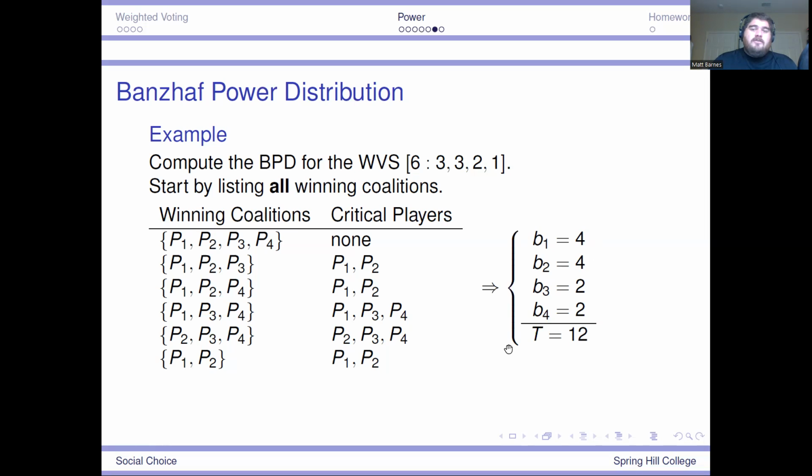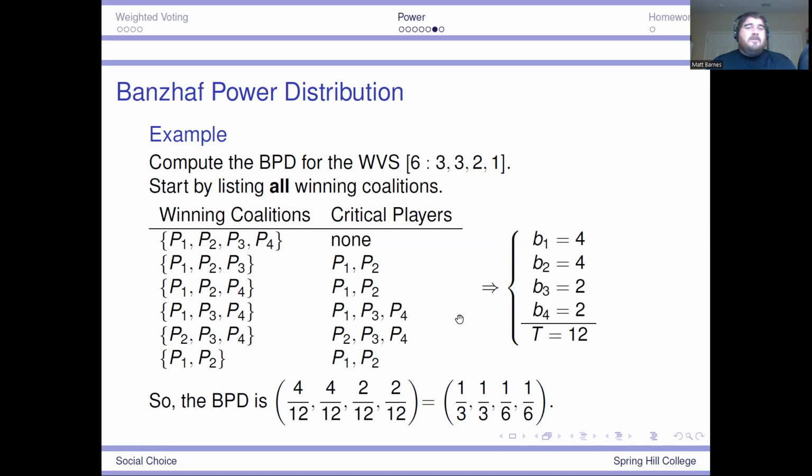Add those all up, we get a total of 12, and then we just take each number and put it over our 12. So player 1 is 4 over 12, player 2 is 4 over 12, player 3 is 2 over 12, and player 4 is 2 over 12. And we can reduce those fractions down to 1/3, 1/3, 1/6, and 1/6.